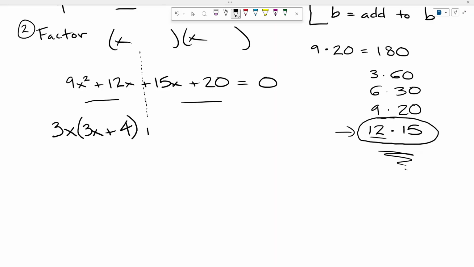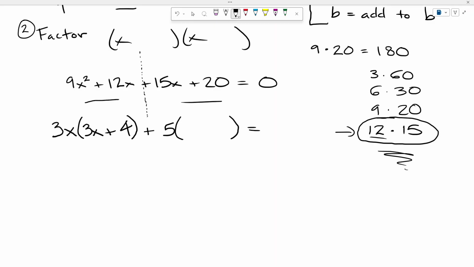And then over here, we have, carry our plus down. What can we pull out of the 15x plus 20? All right, we can't pull an x out like we did on the left side because the 20 doesn't have an x, so it's just going to be a number.